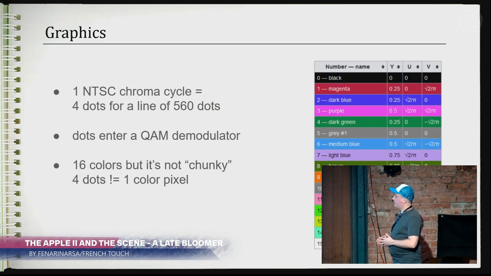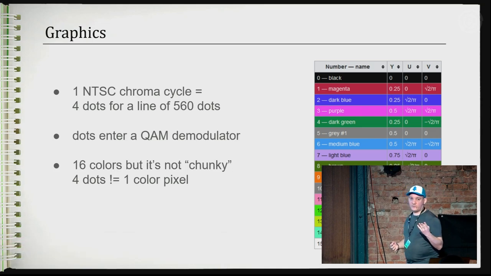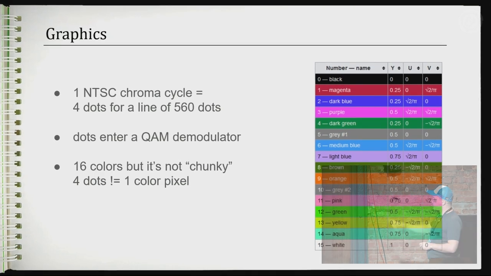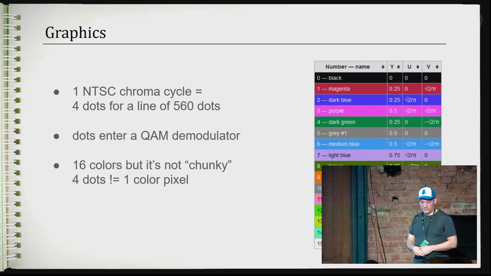Again, I won't get into the details, but for 4 dots, you get 1 NTSC chroma cycle, so you get 16 colors, because it's 1, 0, and 1. And those are the 16 colors you can get. It's actually 15 colors because gray 1 and gray 2 are the same. So you have only 1 gray, so 15 colors. And those colors are not very well chosen, but actually they didn't choose them, because it's all the NTSC decode trick.